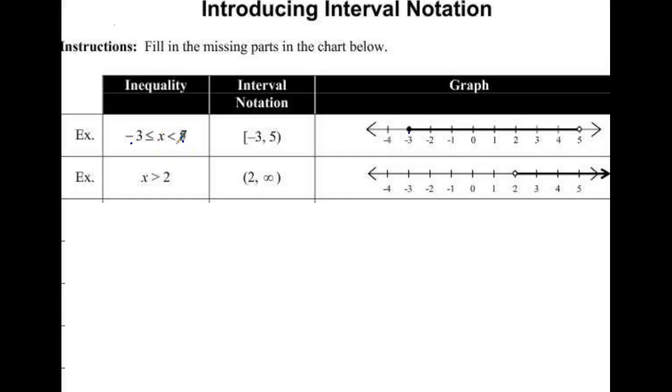So basically this is saying that x is greater than or equal to -3, but it's smaller than 5. So all the values between -3 and 5 are included for x, but 5 is not an x value.